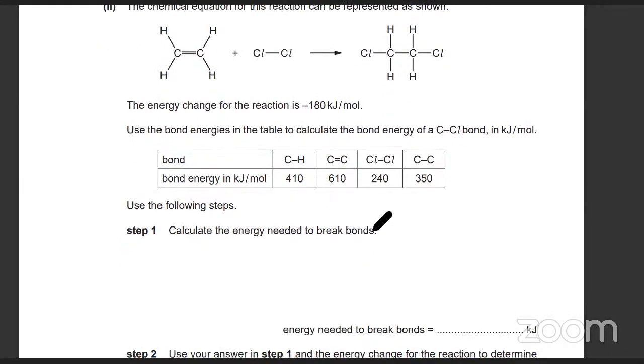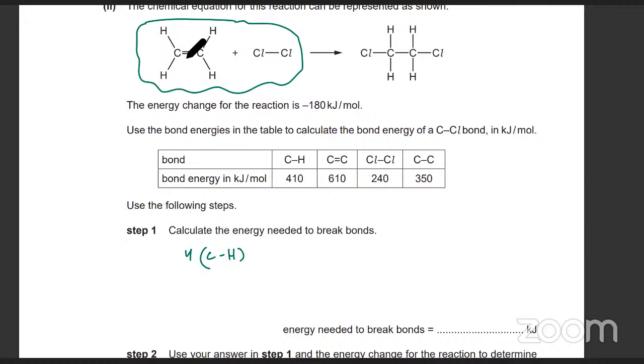Calculate the energy that is needed to break bonds. Whenever you have a reaction, the old bonds have to be broken, right? So how many bonds are broken? New bonds are going to be formed. How many C-H bonds are broken? That's 4 C-H bonds, right? You're breaking a carbon double bond carbon as well, and then you're breaking a Cl-Cl bond as well.